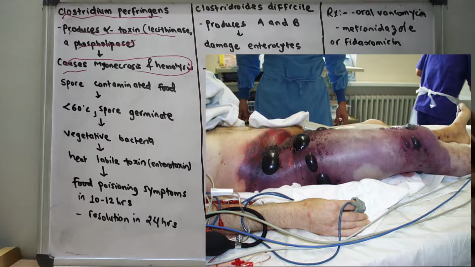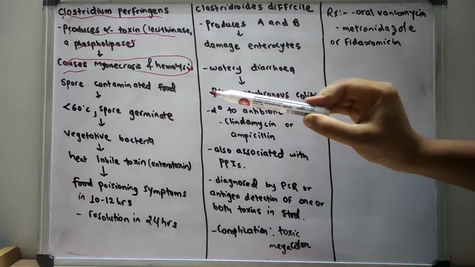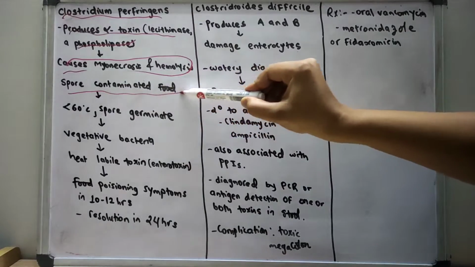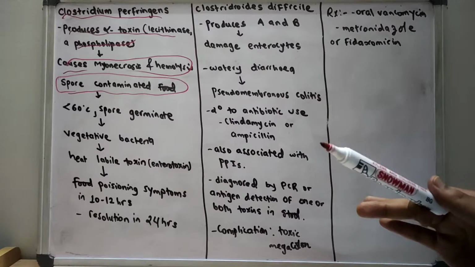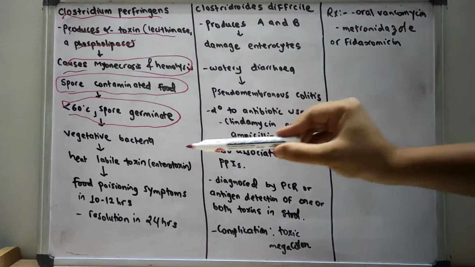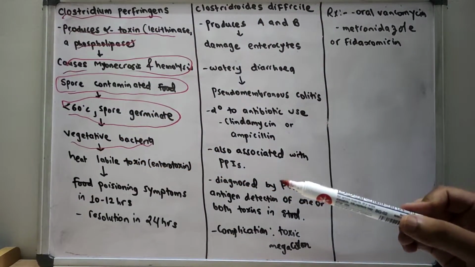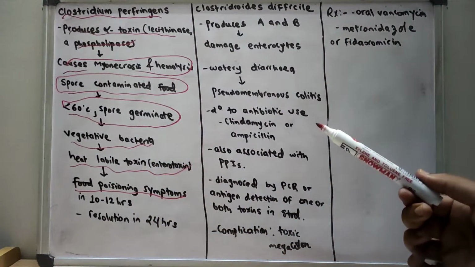Also you can see this in this picture. Those are the myonecrosis, the gas gangrenous portion of the wound that the person had after the infection with Clostridium perfringens. What happens is that when the spore is present in contaminated food, and the food is kept at less than 60 degrees Celsius, the spore germinates into the vegetative bacteria, and it produces the heat labile toxin, that is the enterotoxin, and it also causes food poisoning symptoms.